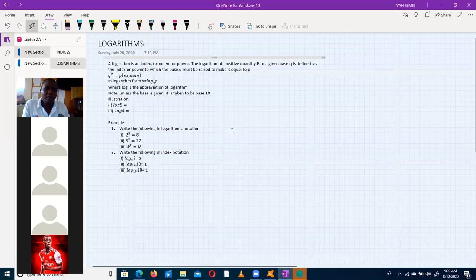Okay, logarithm is what you're supposed to look at now. Logarithm is not very different from indices. In fact, logarithms are just a special type of indices, a special type of powers, but they are related. The same thing almost.